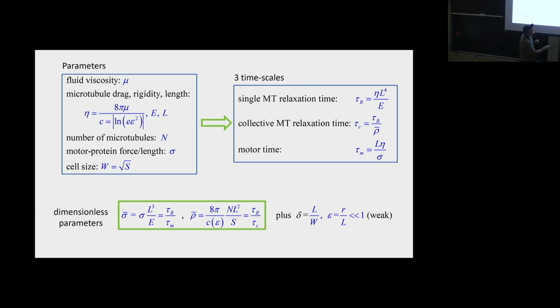Then there's a time it takes a motor to carry a payload the length of a microtubule. That's another. And from these 3 timescales, we have 2 important parameters. One is a dimensionless motor strength, I'll call sigma bar, force per unit length in dimensional units. And one is this dimensionless rho, it's this areal density. So you see N L squared over the surface area. And there's some geometric stuff that comes into that. But those are the 2 important parameters.